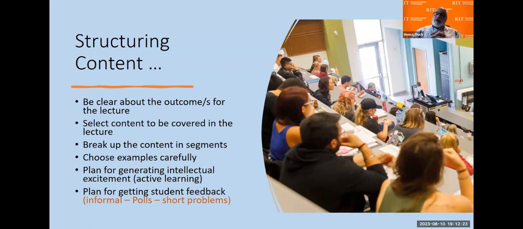So one way to organize a lecture is to have the outcomes laid out very clearly. So the student should know at the onset, at the beginning of the lecture, what it is that they are supposed to get out of the lecture at the end of 50 minutes or 80 minutes. I think that is important.